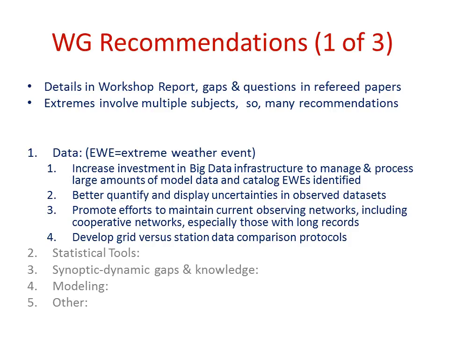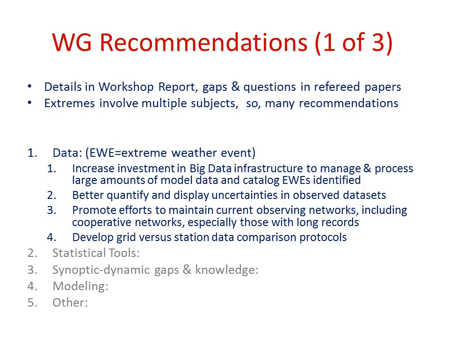The first one is on data, and in terms of nomenclature, EWE is extreme weather event. The recommendations in terms of data: number 1 was increase investment in big data infrastructure so that we can manage and process large amounts of model data and catalog the extreme weather events effectively. You need daily or sub-daily data at a lot of different levels to really get at these events, which of course are very important to people. And managing the data, for instance, in CMIP-5 or the upcoming CMIP-6, is currently very difficult. Number 2, better quantify and display uncertainties in the observed data sets.